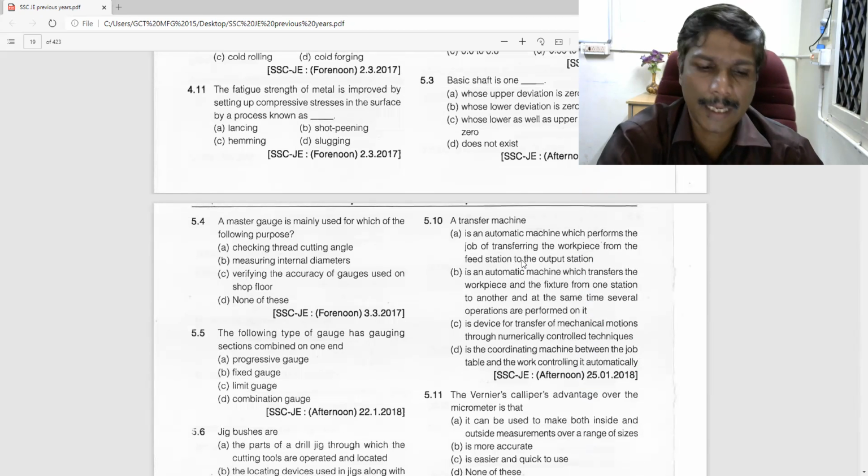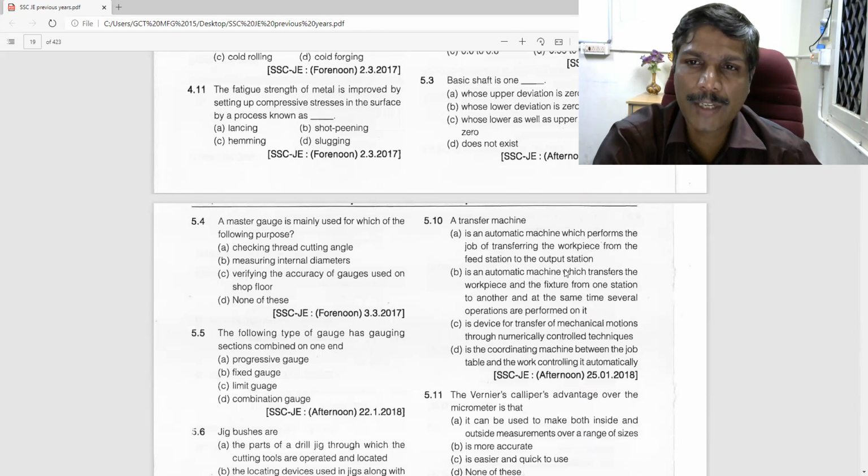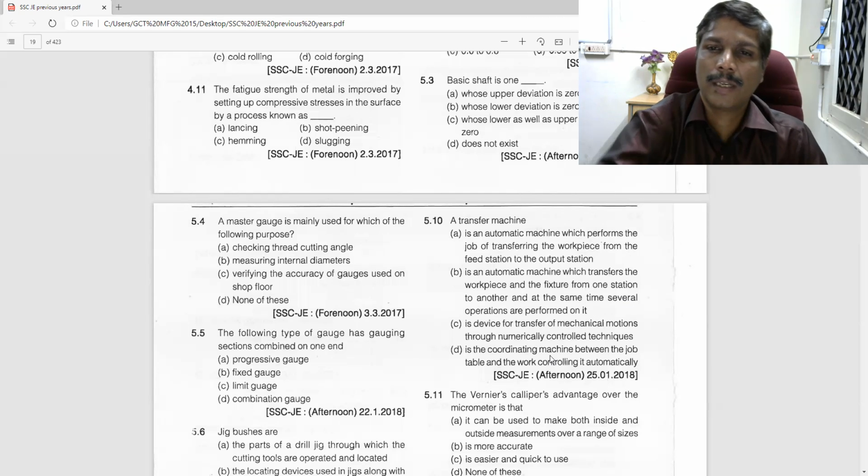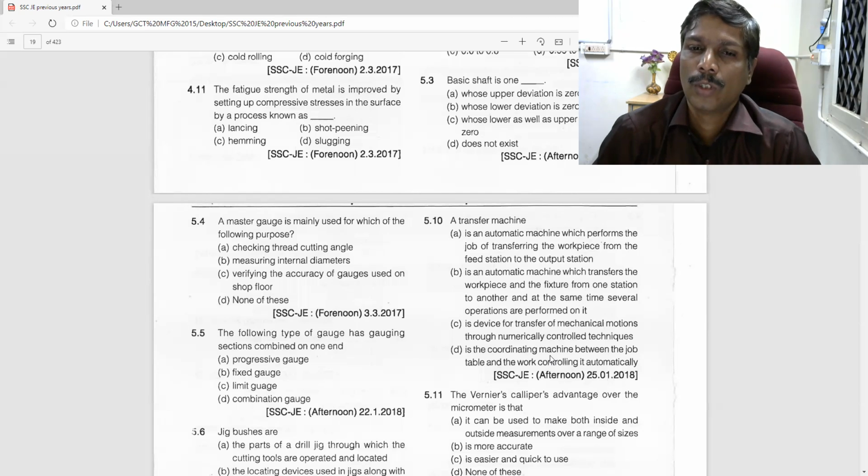Okay. Next thing, a transfer machine. A transfer machine is a setup. It is an automatic machine which transfers the workpiece and the fixture from one station to another, and at the same time operations are performed on it. When it finishes, it moves along with the fixture, so the process may be carried out.